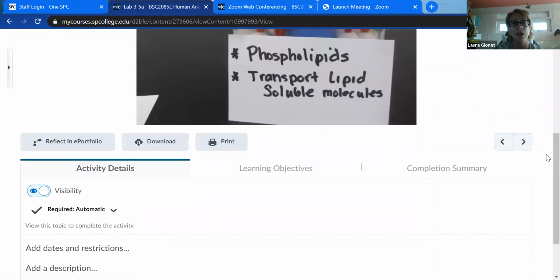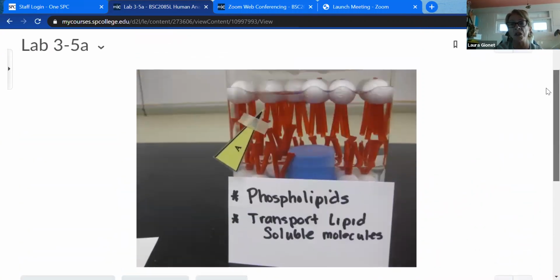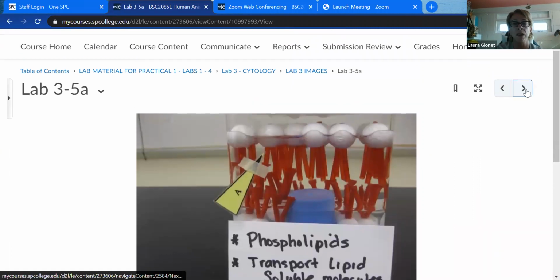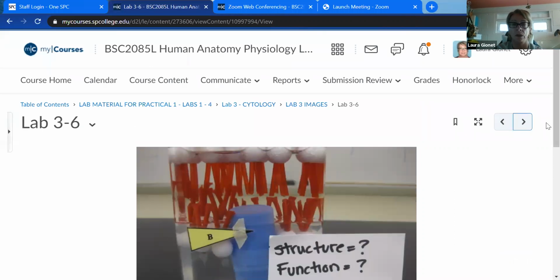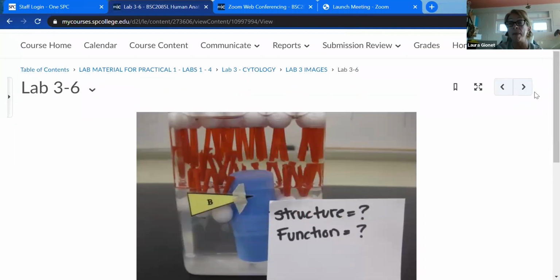I'm not sure what the card says. You have to find transport lipids, lipid molecules, cellular molecules. You can just say that they're constituents of the plasma membrane. That's fine. Let's see. I don't ask you about B, but it's supposed to be a membrane protein.